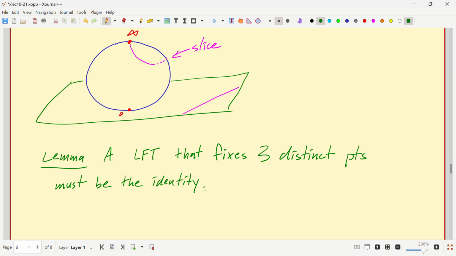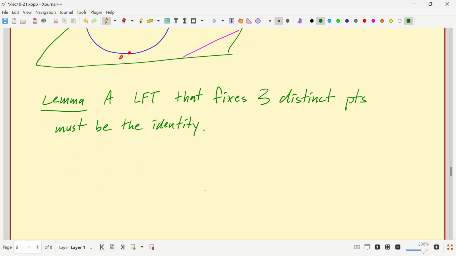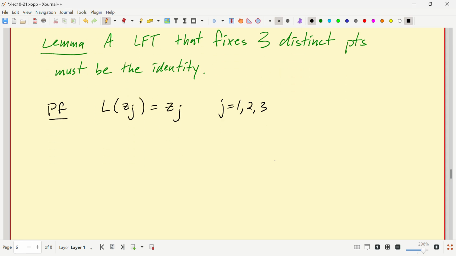Let's see, why is that? It's also high school math. For proof, let's say I have L of Zj equals Zj for three different j's. Three points that are distinct. I'll take them to be in the finite complex plane. You can also make them include the point at infinity if you want, but I don't want. So what does that mean? That means A times Zj plus B over, let's not do the case C equals 0. You have to do those separately.